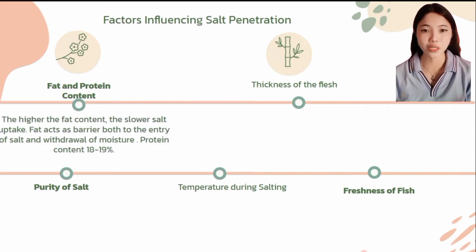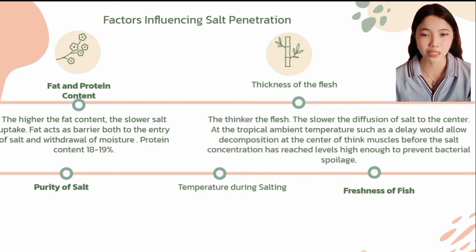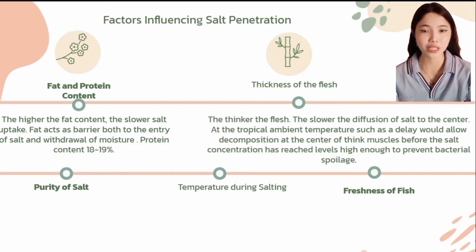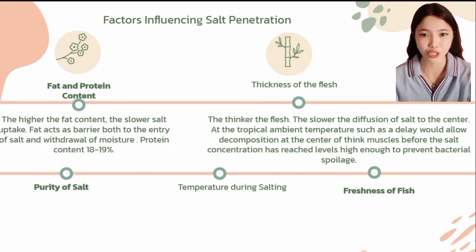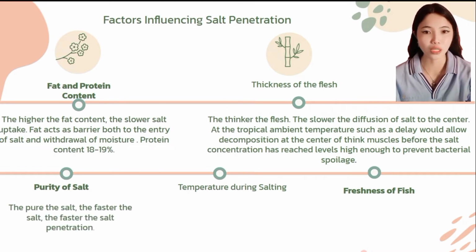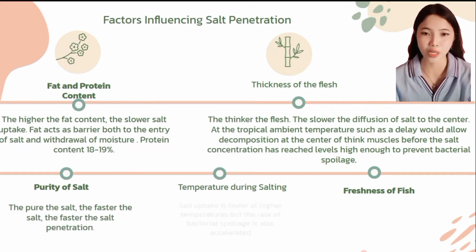In fat and protein content, the higher the fat content, the lower the salt uptake. Fat acts as a barrier both to the entry of salt and the withdrawal of moisture. Protein content is 18 to 19%. The thicker the flesh, the slower the diffusion of salt to the center, and tropical ambient temperatures would allow decomposition at the center of thick muscles before the salt concentration has reached levels high enough to prevent bacterial spoilage. In the purity of salt, the purer the salt, the faster the salt penetration.